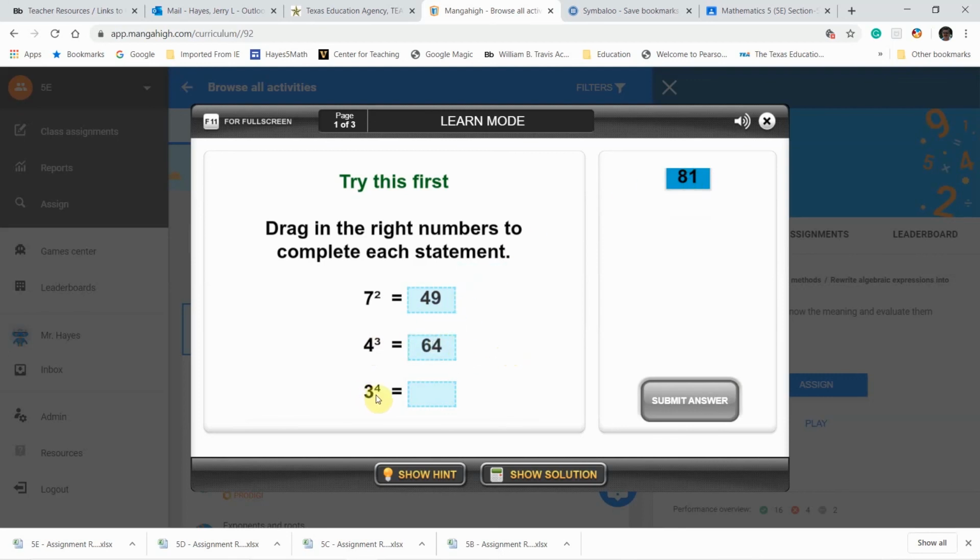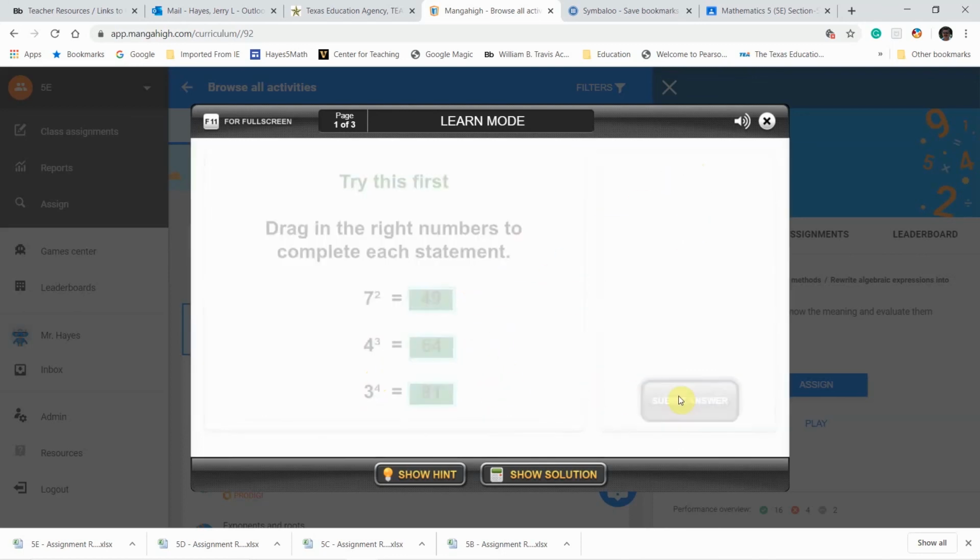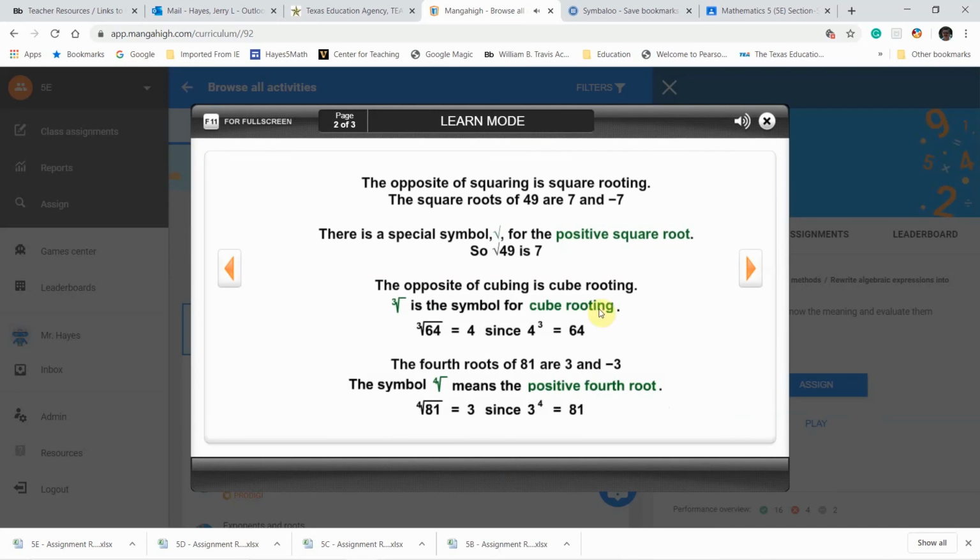Okay. Well, let's check this. 3 to the 4th power. 3 times 3 is 9. Times 3 is 27. Times 3 is 81. So we must have got them in the right order. Let's submit this and see. We got them right. This tells you that the opposite of squaring is square rooting. The square roots of 49 are 7 and negative 7.